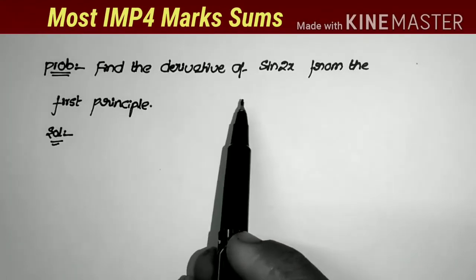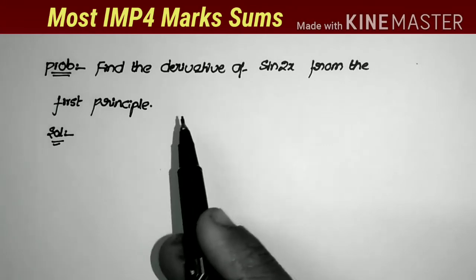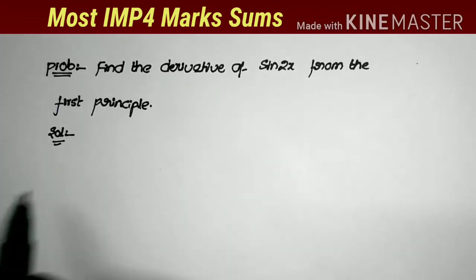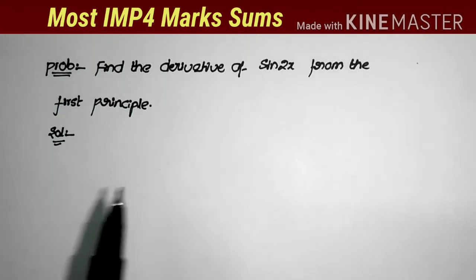Find the derivative of sine 2x from the first principle. The most important 4 marks problem, guaranteed 4 marks in the public examination. So the question is, find the derivative of the function sine 2x from the first principle. This type of model is guaranteed in the public examination.